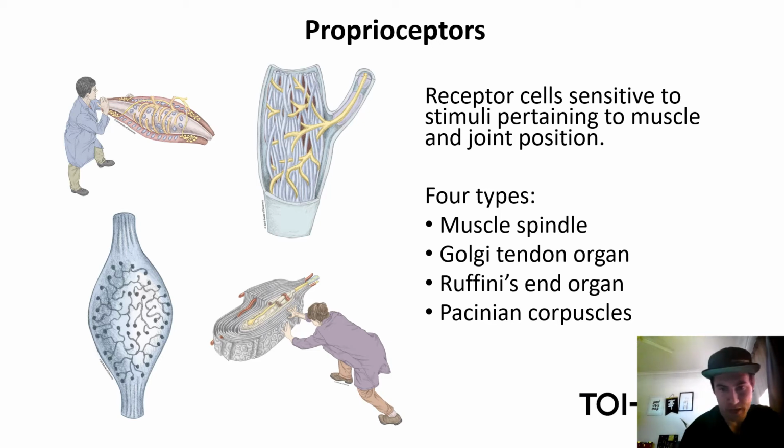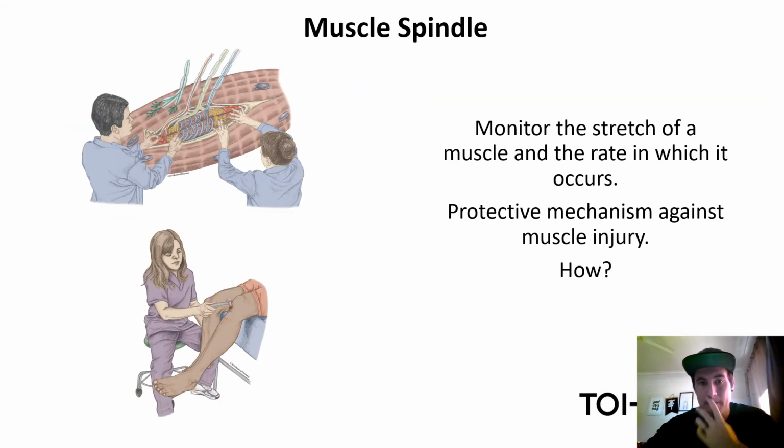So we're going to look at 4 types: muscle spindles, Golgi tendon organs, Ruffini's end organs, and Pacinian corpuscles. You might remember in the nervous system topic, and even in the skin topic, we talked about receptors being within that space. This is in more detail in terms of specific types of receptors and what they do. So we look at muscle spindles. The key word here is muscle.